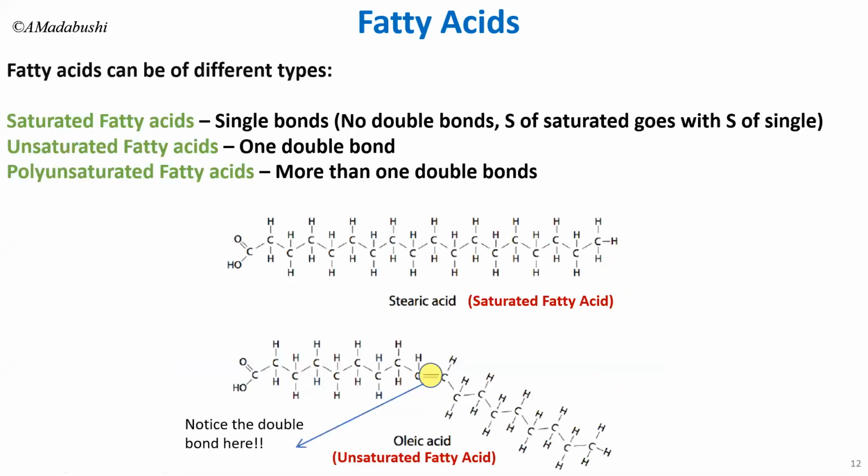Now comes the interesting part, and this is the part that you can really easily correlate with the food that you eat. Saturated fatty acids have single bonds, monounsaturated have one double bond, and polyunsaturated have more than one double bond. So unsaturated and polyunsaturated, let's keep that in mind.